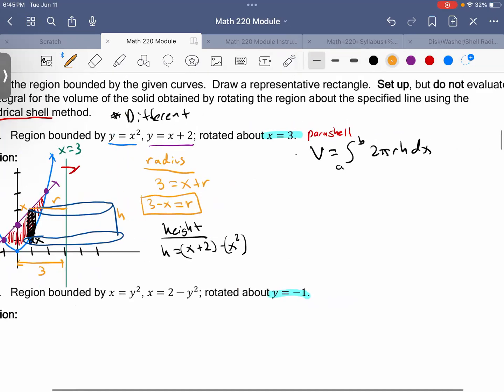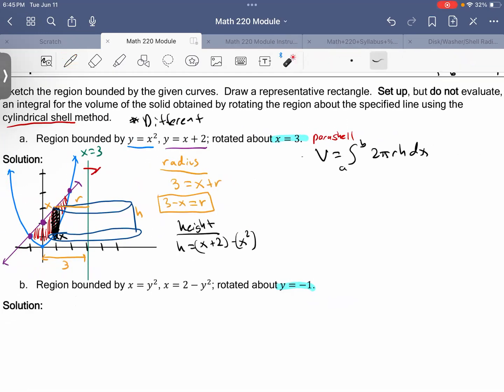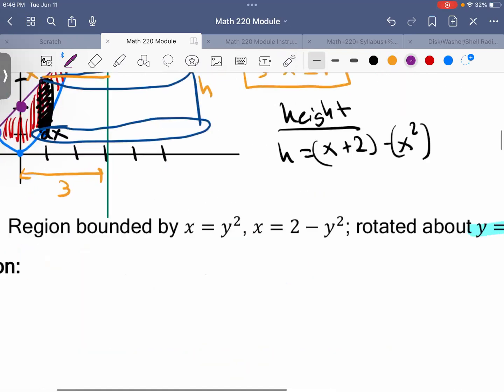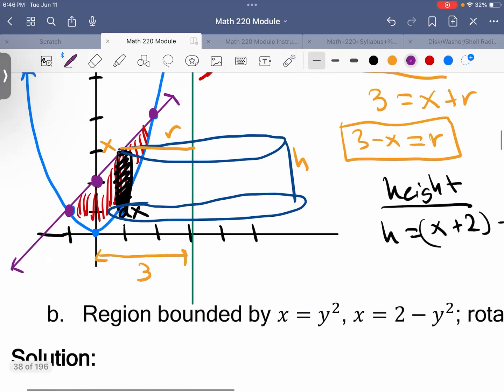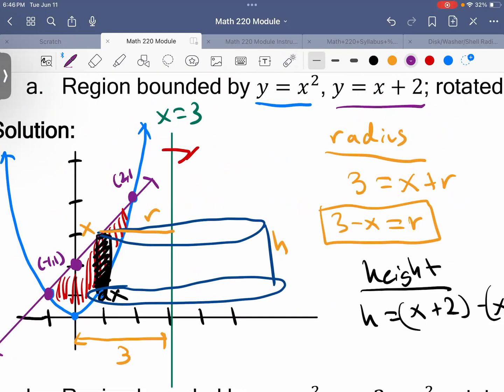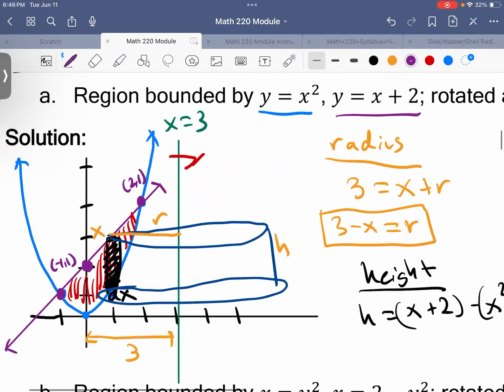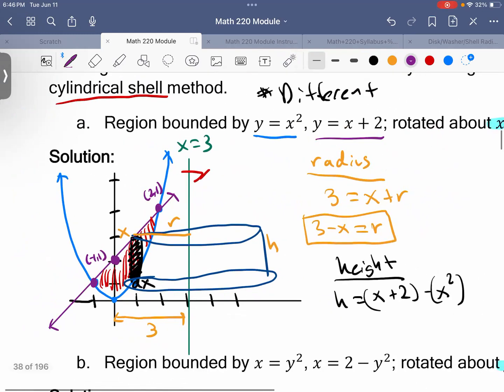So we have our values. We are rotating around x equals 3, and we're going from -1 to 2. Let me point out those values. So this is -1, and this is 2. Okay, so we have those values there.